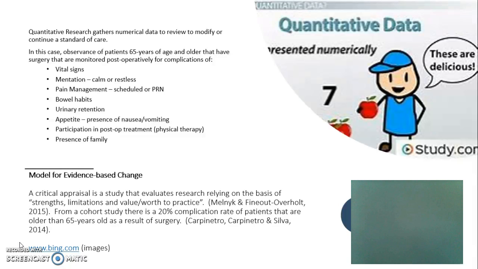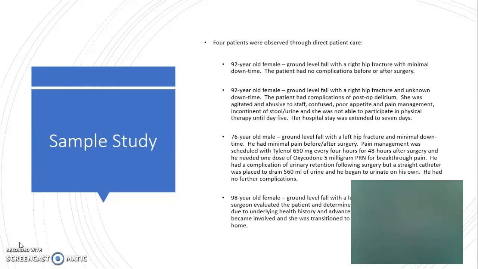A cohort study was done by Caponetro and Silva that stated that there was a 20% complication rate of patients that are older than 65 years of age that have surgery. I did a sample study of 4 patients that were observed through direct patient care. They were all patients that sustained a hip fracture as a result of a ground level fall. One 92-year-old patient did not have any complications before or after surgery.